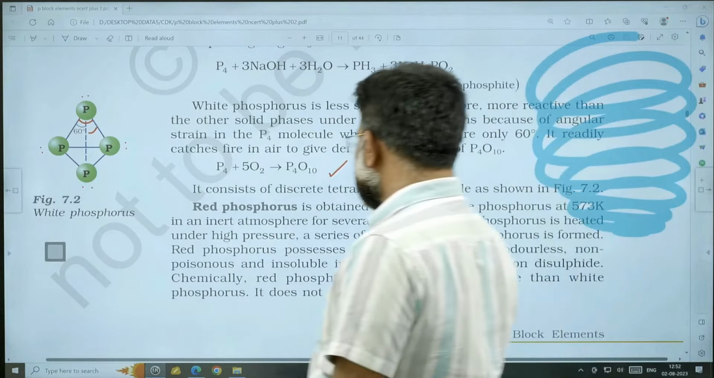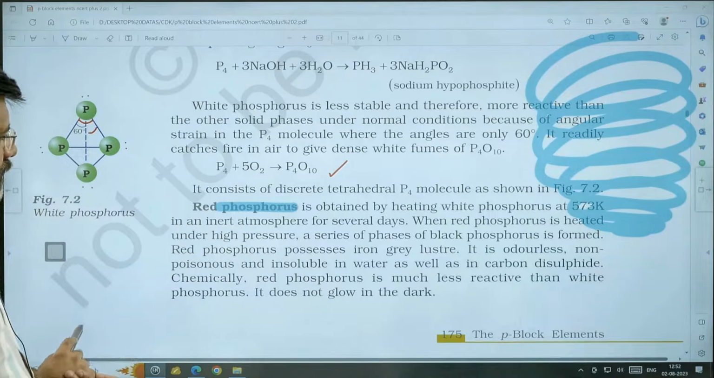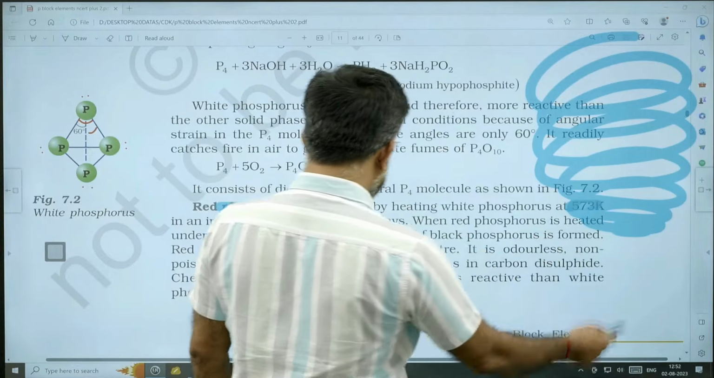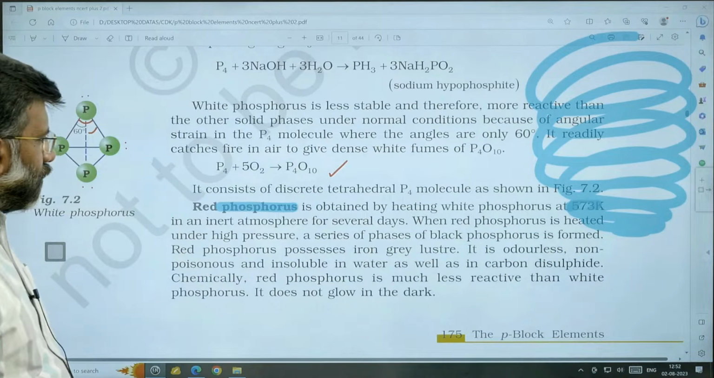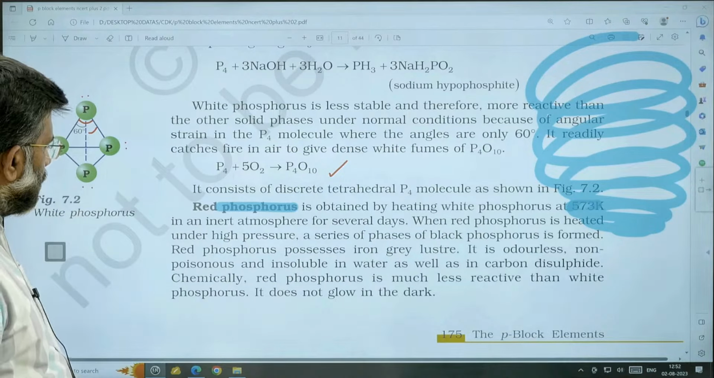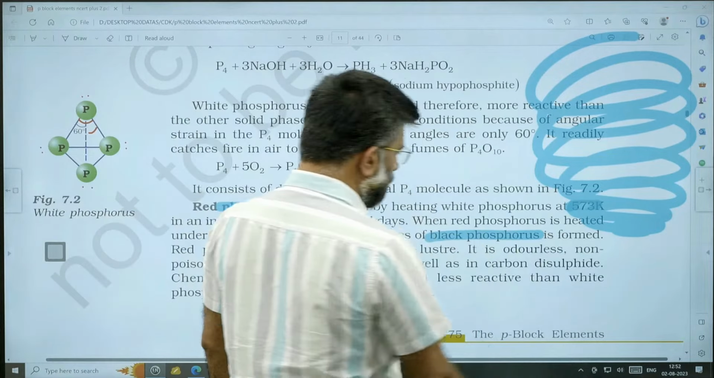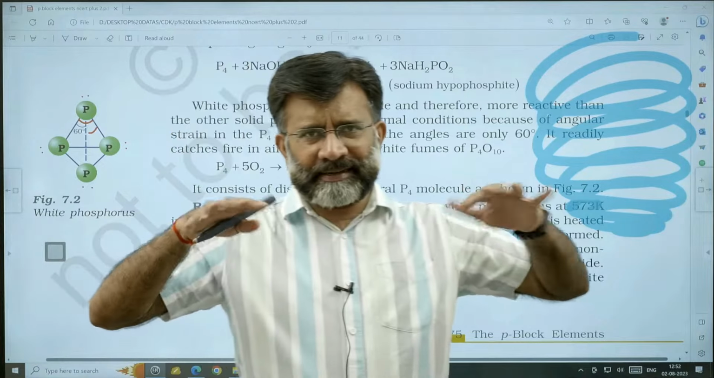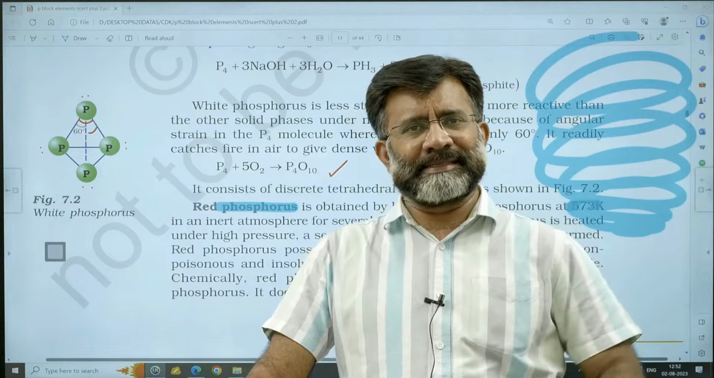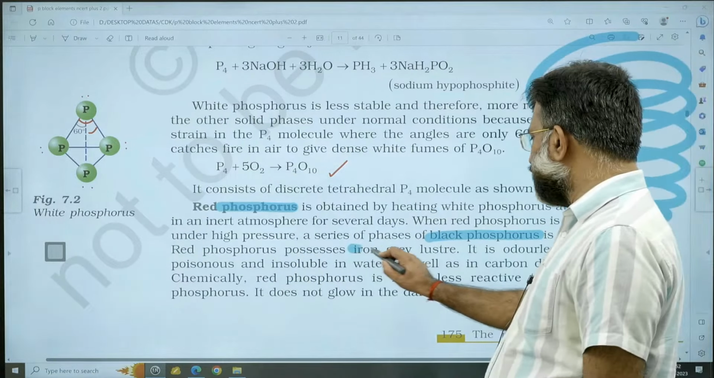Next one is red phosphorus. Red phosphorus, another allotropic form of phosphorus, is obtained by heating white phosphorus at 573 Kelvin in an inert atmosphere for several days. When red phosphorus is heated under high pressure, a series of black phosphorus is obtained. Black phosphorus has a sheet-like structure, while red phosphorus has a linear polymeric structure. Red phosphorus possesses an iron-gray luster.